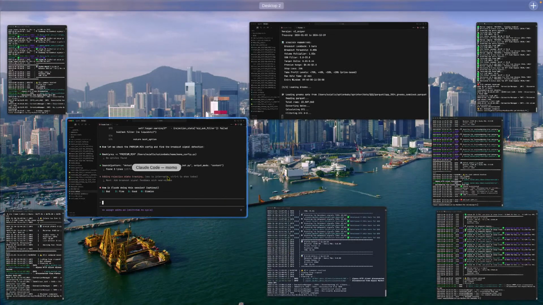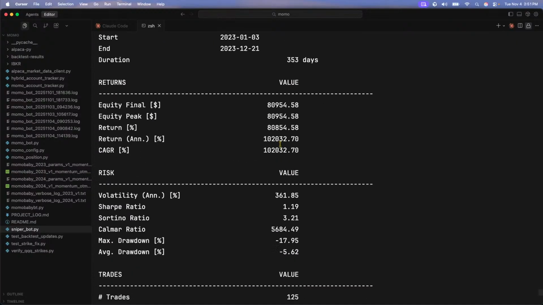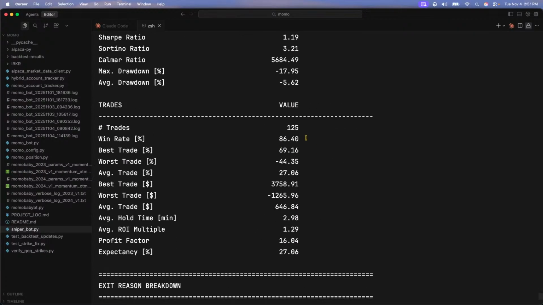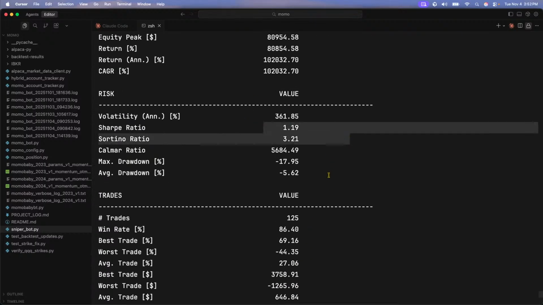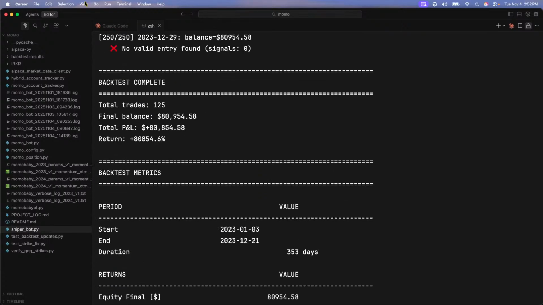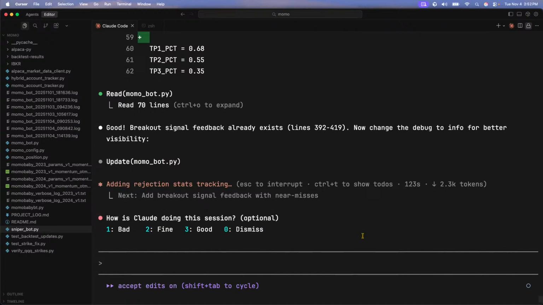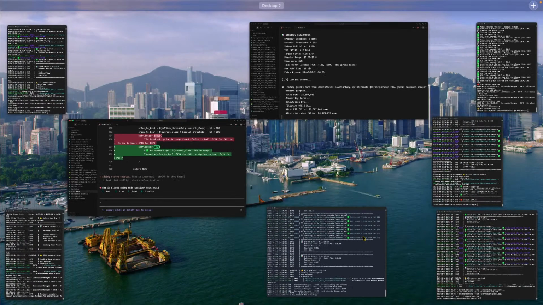I'm really excited about Momo. I'm not going to hold you because where is it? 86% win rate. Profit factor of 16, meaning for every dollar that we lose, we're making 16. Sharpe is above 1. This is 23. Y'all should see 24's results. Y'all should see 24. I'm going to run it on 22. I'm interested to see how that's going to work out.